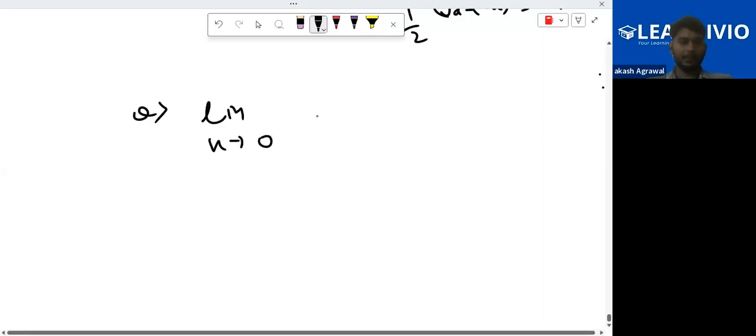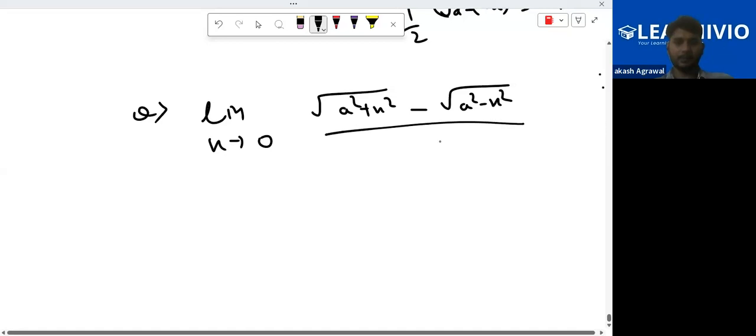Limit x tending to 0, root a square plus x square minus root a square minus x square whole divided by x square.